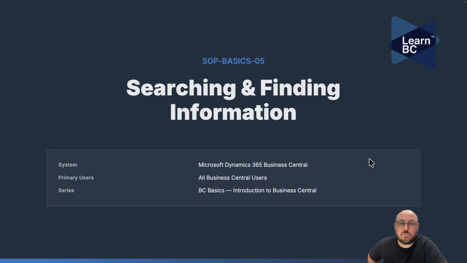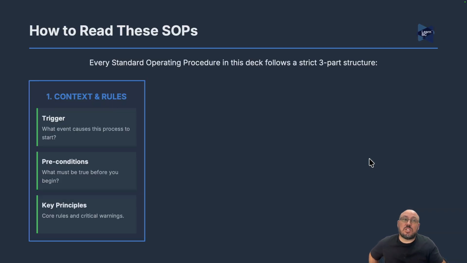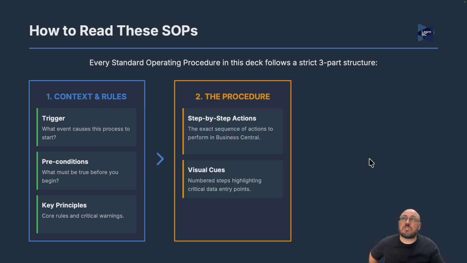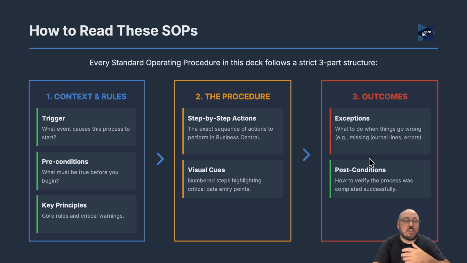We're in Basics 101. We're up to SOP-5. This is searching and finding information. With each of our SOPs, we go through the context and rules, the trigger, the preconditions and principles, the procedures, 1, 2, 3, 4, 5, 6, and then we do a demo, and then we talk through the outcomes, what happens when it fails as an exception, and then what happens with post-conditions when it succeeds.